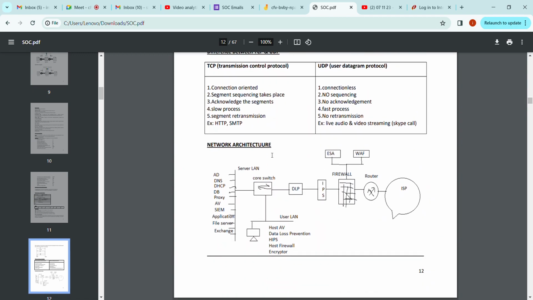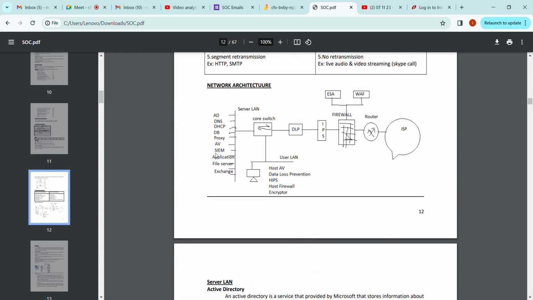But now, if you have identified your position as a SIEM analyst, then you need to understand AD, Active Directory, DNS, DHCP, database, proxy, antivirus, application, file server, Exchange, LAN, and switch. That's all integrated, one interlinked with the other. So you need to dig into more understanding of each device in the network architecture.